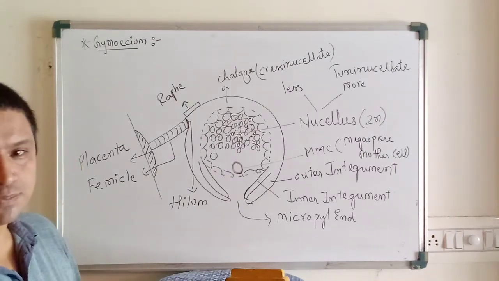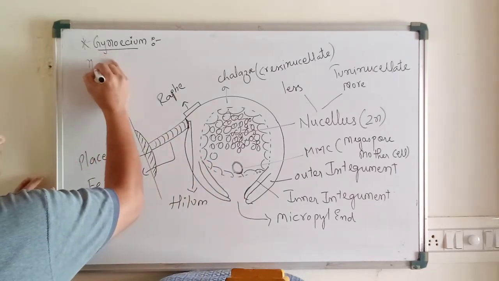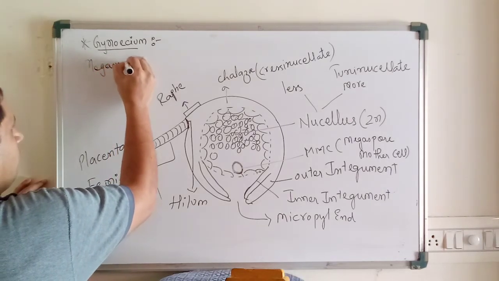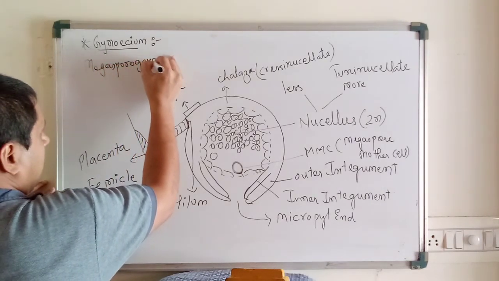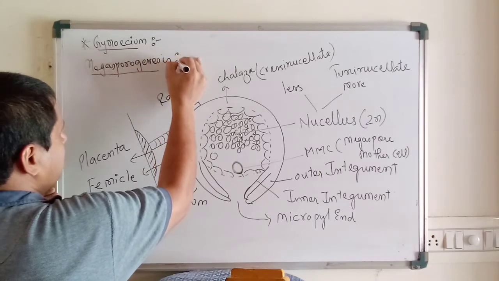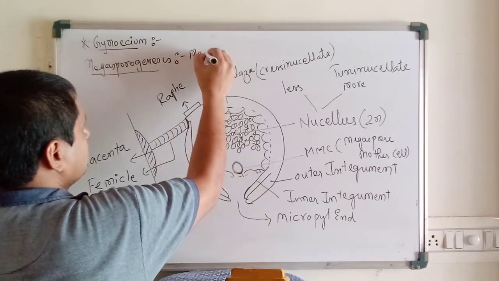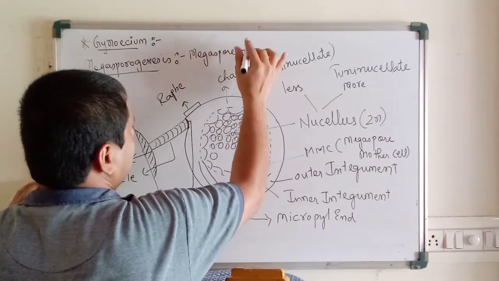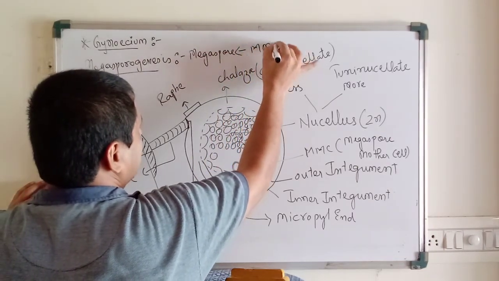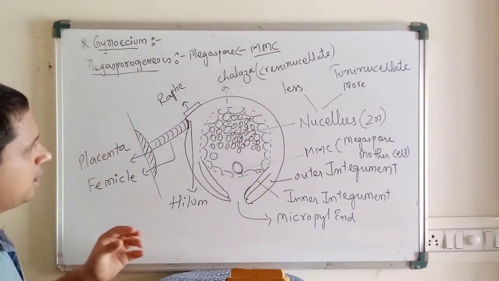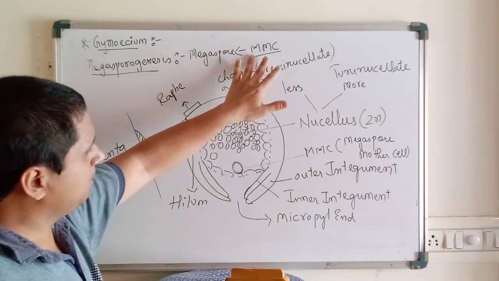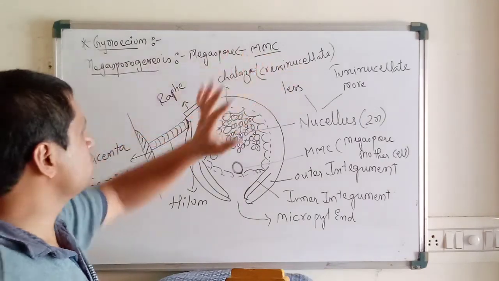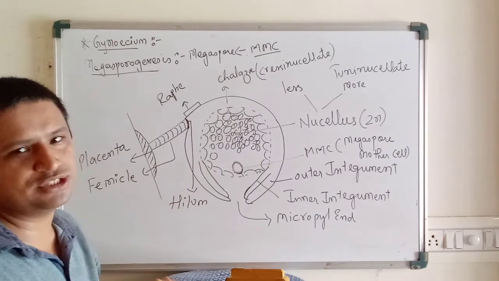Now, megasporogenesis is the process by which the megaspore is produced from the MMC. So the process of producing the megaspore from the megaspore mother cell is known as megasporogenesis.